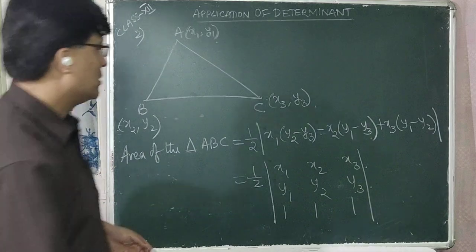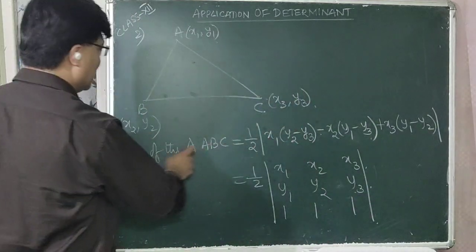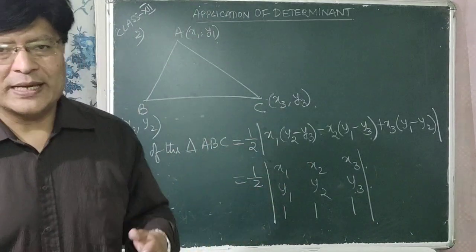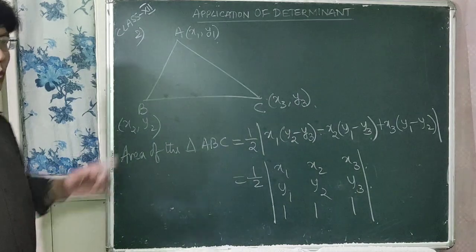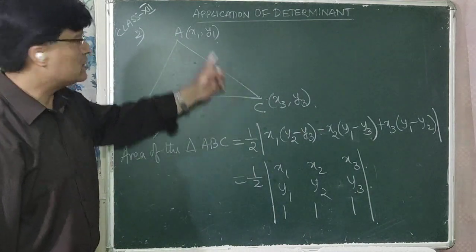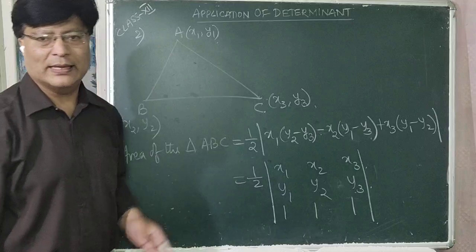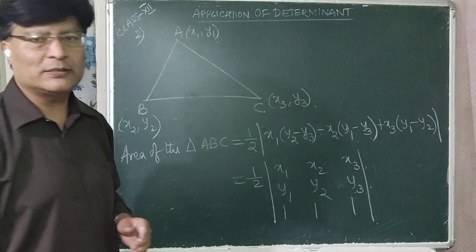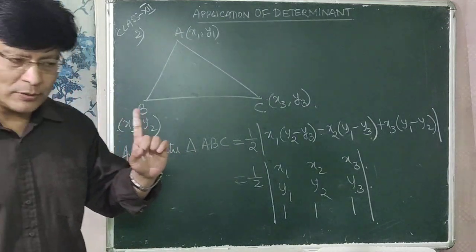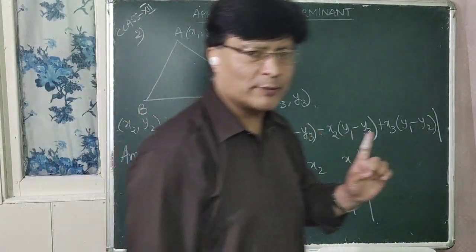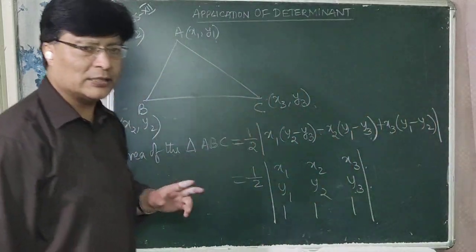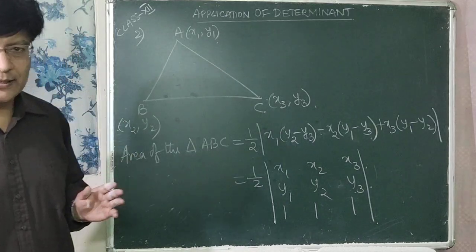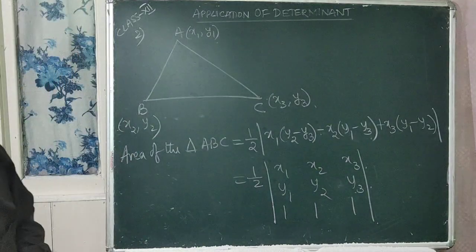Is it clear now? So this is the formula for area of the triangle ABC. So using this determinant, you can get the area of the triangle with 3 given vertices, that is x1, y1, x2, y2 and x3, y3. So these are the 2 applications of the determinant. One is Cramer's rule, that is to solve given system of equations, and number 2 is how to find out the area of the triangle using determinant. Is that clear? Now let's do some problems now.